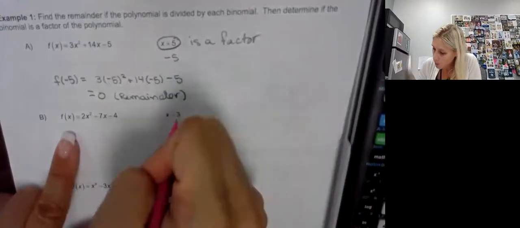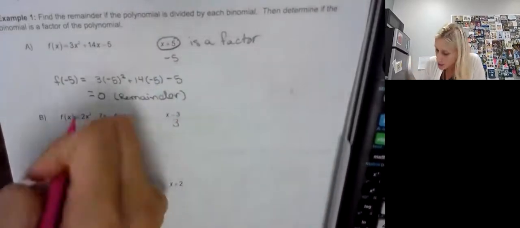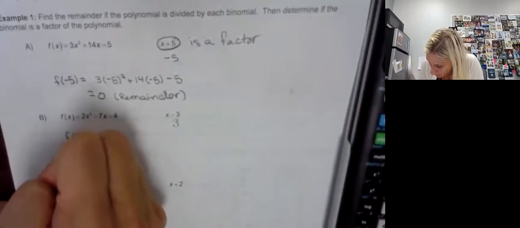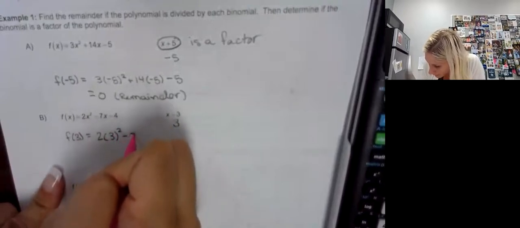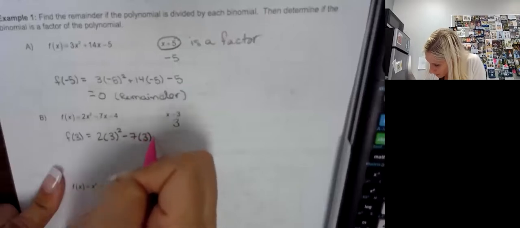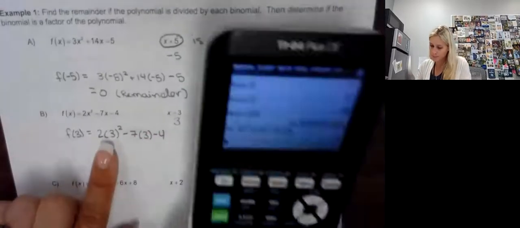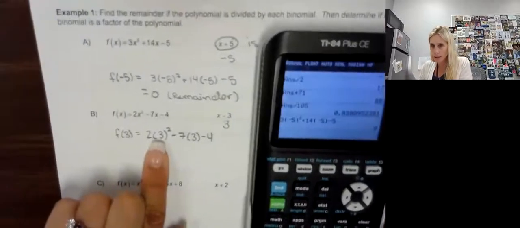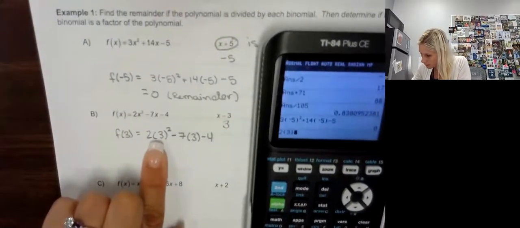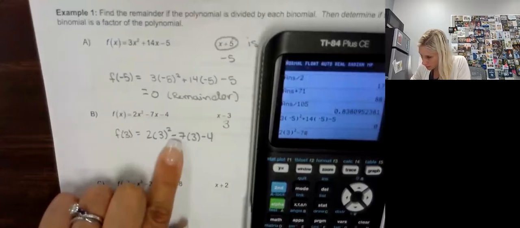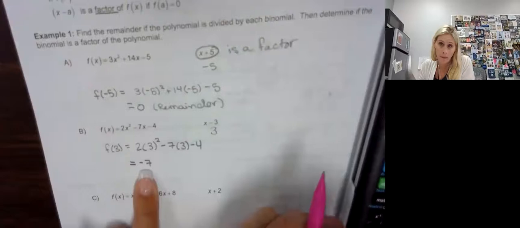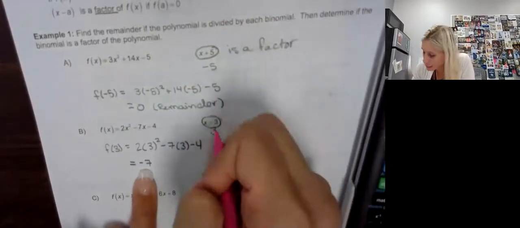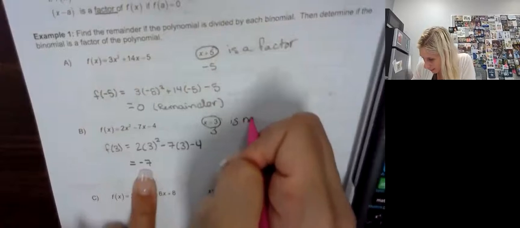All right, for B, again, what makes this 0? 3. So I'm going to plug in 3 to my polynomial. I get 2 times 3 squared minus 7 times 3 minus 4. And plug that into my calculator, and I wrote it down so I know that I'm going to plug it in correctly. And we get -7. So this would be the remainder. So in other words, this x minus 3 is not a factor.